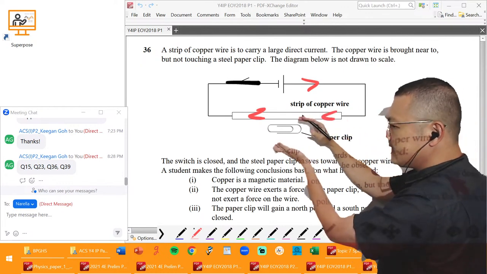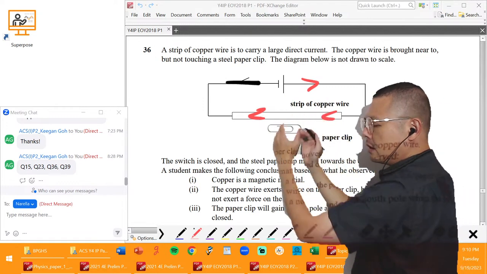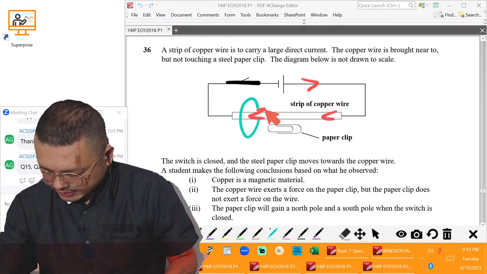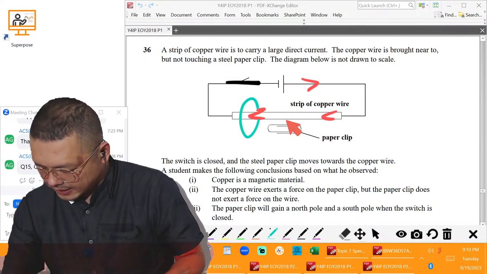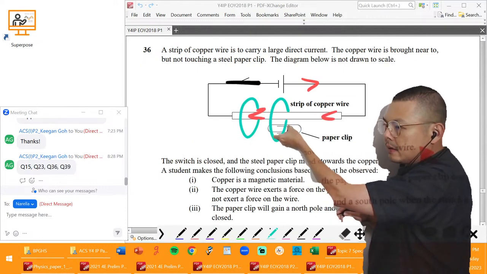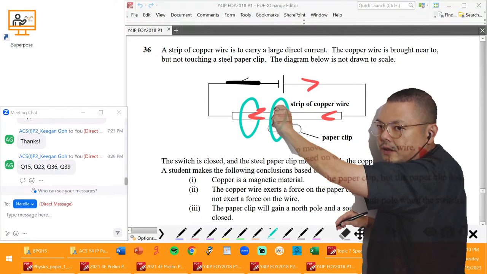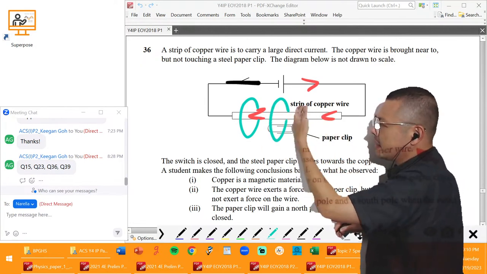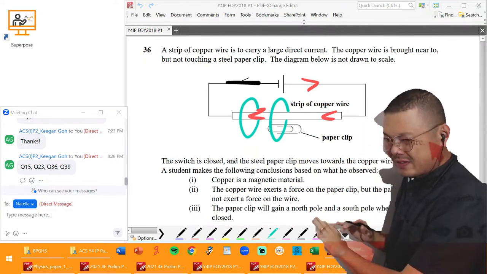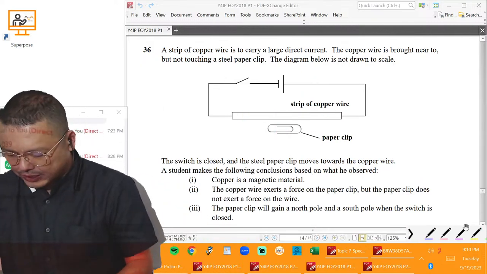So what happens is that this steel clip will align itself to the magnetic field. You see, the magnetic field is going to go like that and like this. Do you see that? The steel clip will try to align itself to the magnetic field. But if it aligns itself, it will form a north pole and south pole. It's very hard to visualize here, so this is a very strange question. Only statement 3 is correct.